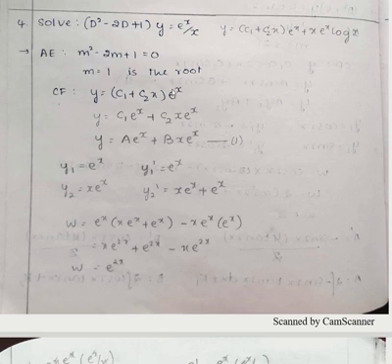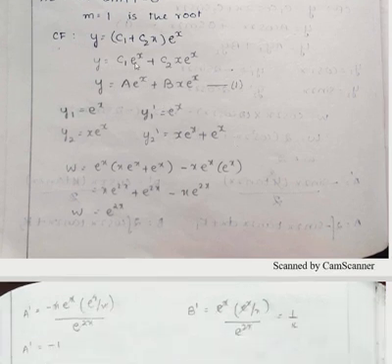Therefore y = c1 e^x + c2 x e^x. Therefore y = c1 y1 + c2 y2. Here c1 is replaced by capital A and c2 by B, so y = A e^x + B x e^x. Call this equation 1. Therefore y1 = e^x and y2 = x e^x.